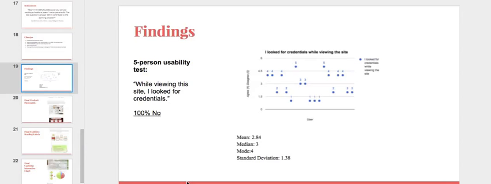And I found that in my 5-person usability test, everyone said that they did not look for credentials while viewing my site. And then over to the right, you can see this is from my 20-person usability test. I looked for credentials while viewing this site. The median was 3, so that's a big improvement from 0. So obviously, the way I presented the credentials was more beneficial to the learner than just putting it at the end of the site.